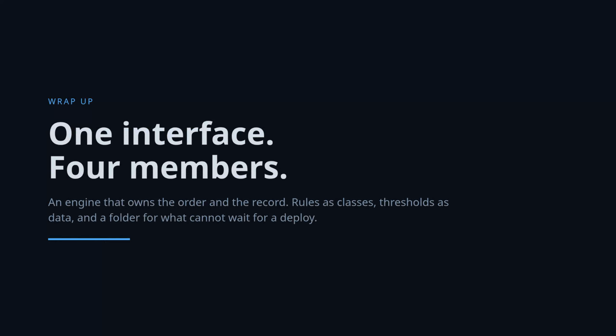The shape worth taking away is smaller than the video. One interface with 4 members. An engine that owns the order and the record and knows nothing about the domain. Rules as classes, thresholds as data, and a folder for the things that cannot wait for a deployment. Everything shown here is in the repository. It builds on .NET 10, and the tests run in under a second.